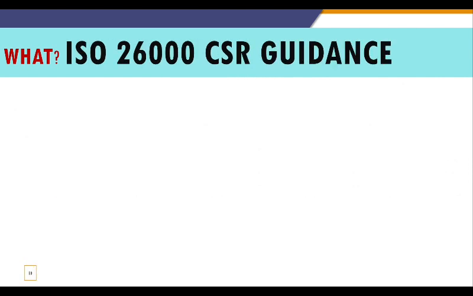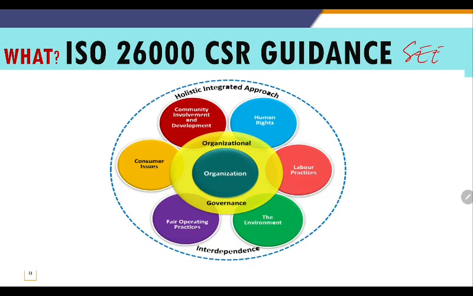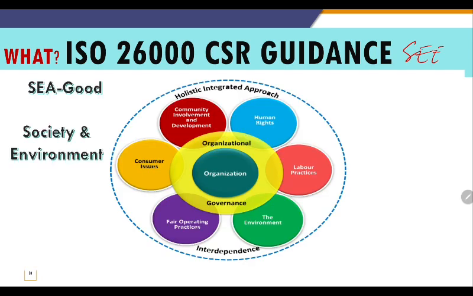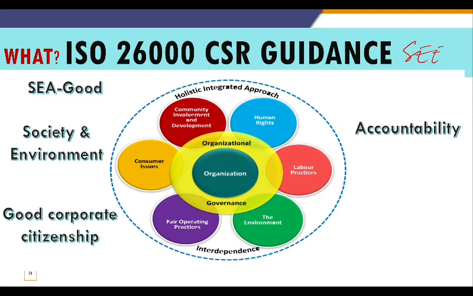Then the ISO CSR guidance, which focuses on society, environment, and the economy, will be looking at the accountability and good corporate citizenship of governance, human rights, labor practices, the environment, fair operating practices, consumer issues, and community involvement. So this would look into the holistic, integrated approach.